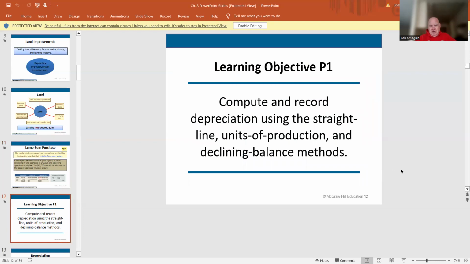Let's talk about some depreciation methods. One of which you should be very familiar with if you took Accounting 110. Compute and record depreciation using straight line. That's the most popular one, used by most companies in the world. Units of production could be another choice, and declining balance, and double declining balance. Don't forget that word double declining balance method.